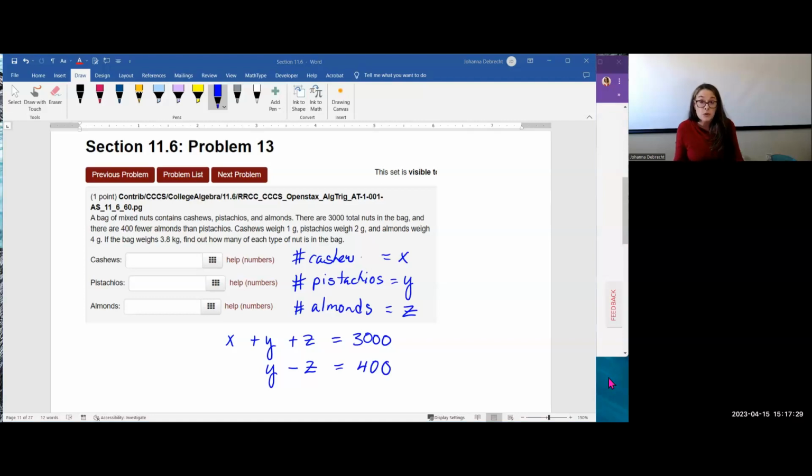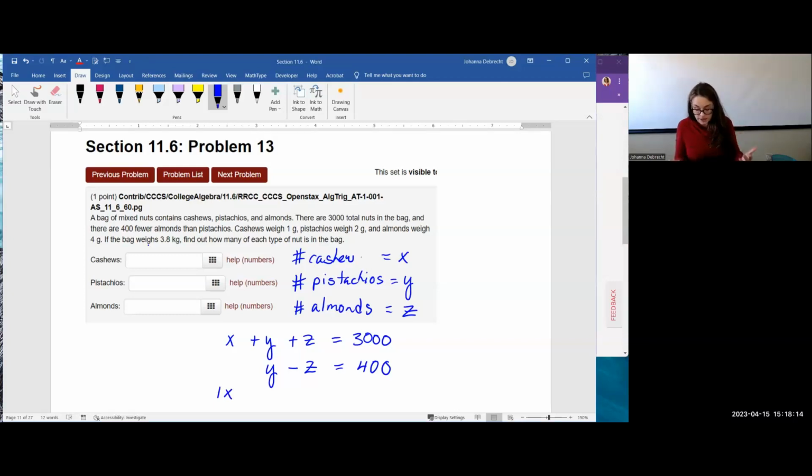Now let's continue to the last sentence. Cashews weigh 1 gram, pistachios weigh 2 grams, and almonds weigh 4 grams. Okay, well, it sounds like math, but there's really no equation to write down. But the next sentence says, if the bag weighs 3.8 kilograms, so each single cashew weighs 1 gram. So if I have 5 cashews, then I have 5 grams. So I'm going to take the number of cashews and multiply by 1, and that will give me the number of grams that are due to cashews.